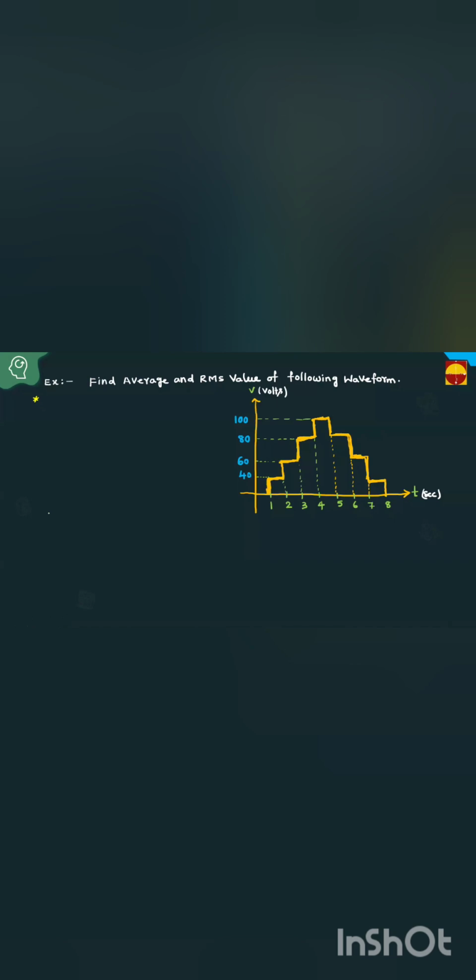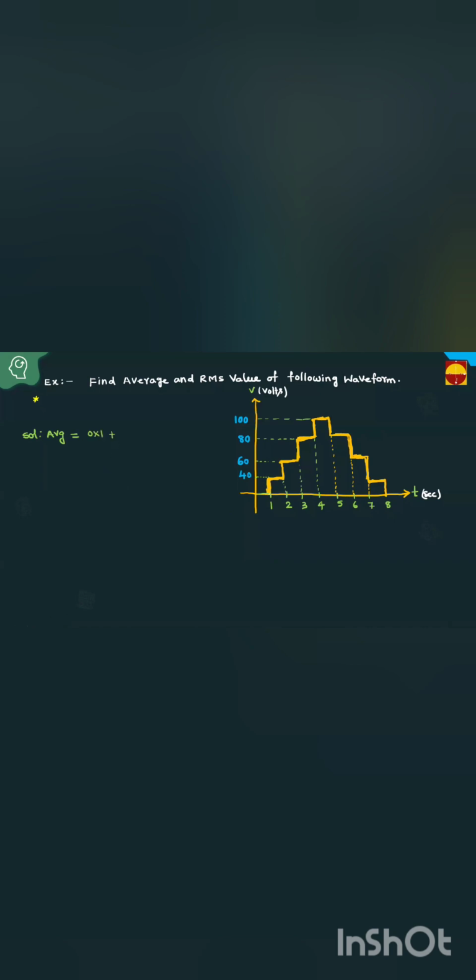Can you try this? What is the average of this one? It's very simple. I told already. Average value is nothing but area under the curve method. Instead of going for integration, go for average value, area under the curve method. This is 1, but this amplitude is 0. That is 0 into 1.